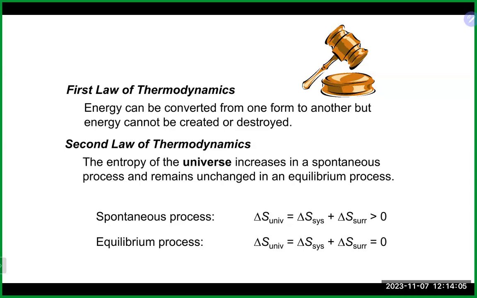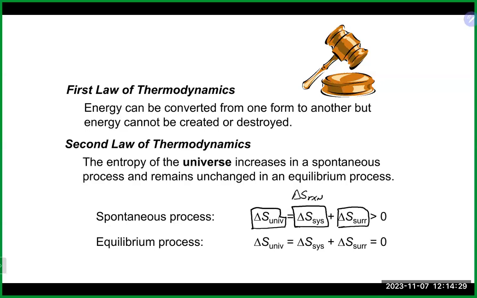So one way that we could use delta S to figure out whether or not a reaction is going to be spontaneous or not is to calculate the delta S of the universe. The delta S of the universe will be made up of two things: the delta S of the system, which sometimes is the delta S of the reaction, which is what you're interested in or dealing with, and the delta S of the surroundings.